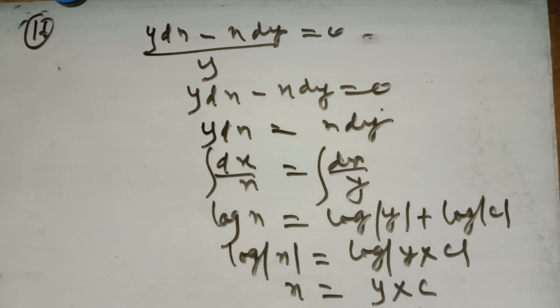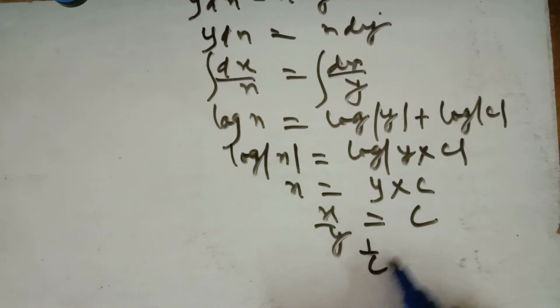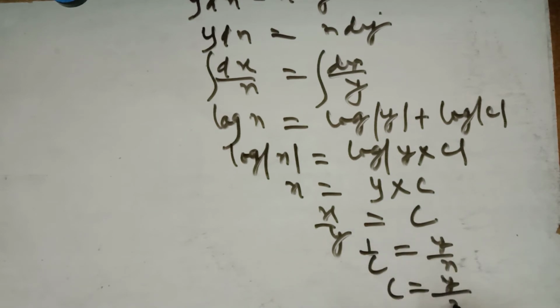Which option of this question is x upon y is equal to c? It will be the c part, because you can write this as 1 upon c is equal to y upon x also, and 1 upon c is equal to c also. So like this you can simplify.